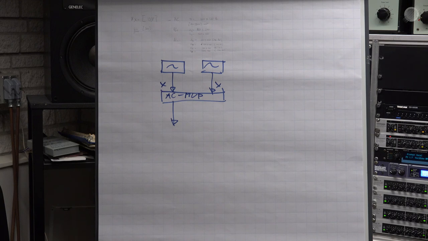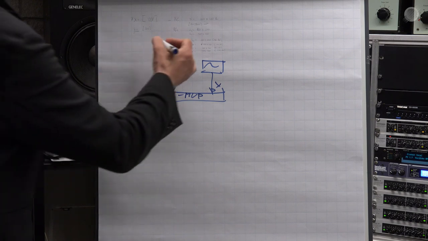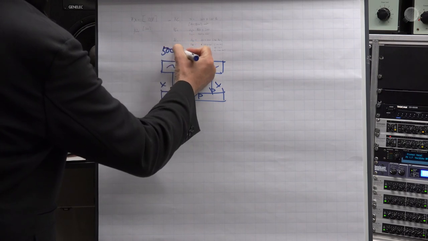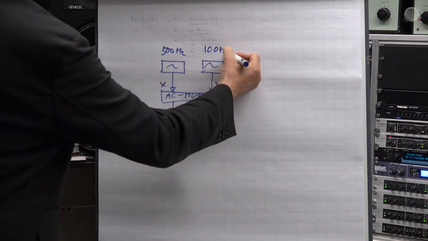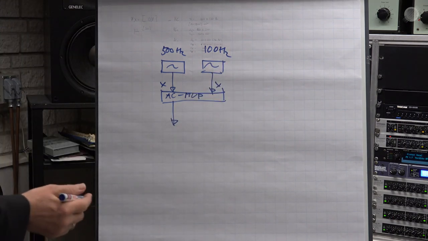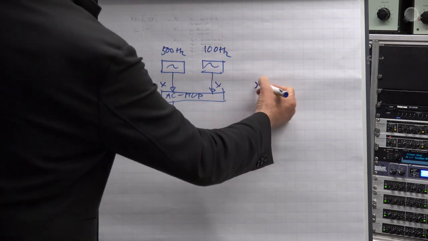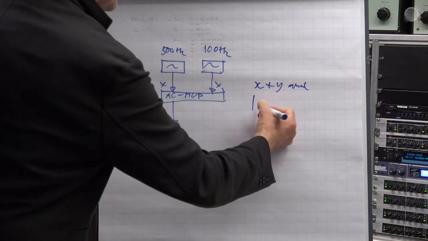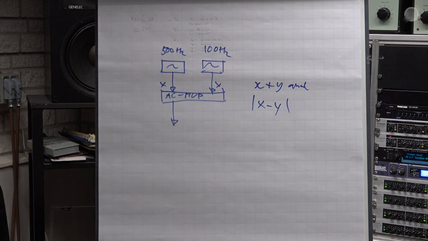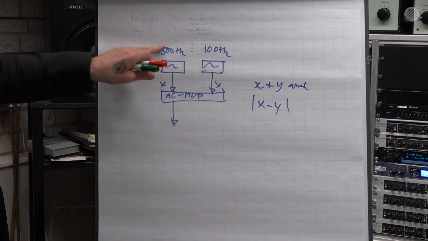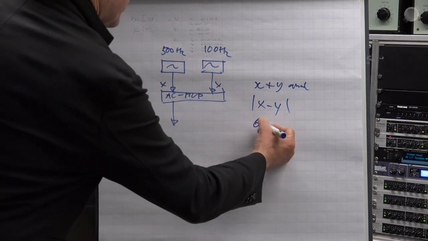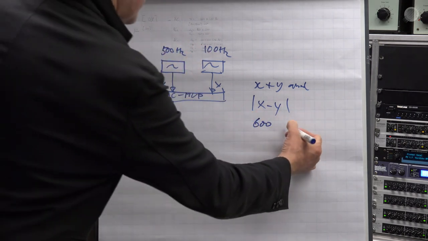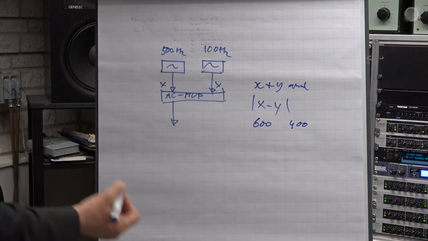Now, when these two inputs are sine waves, I can calculate the frequencies that will appear on the output as follows. Let's take an example where this one is 500 Hertz, and this one is 100 Hertz. The signal at the output will consist of the sum of these two, so X plus Y, and the absolute value of X minus Y. Why the absolute value? I will come back to that later. So in this case, it is 500 plus 100 is 600, and 500 minus 100 is 400.